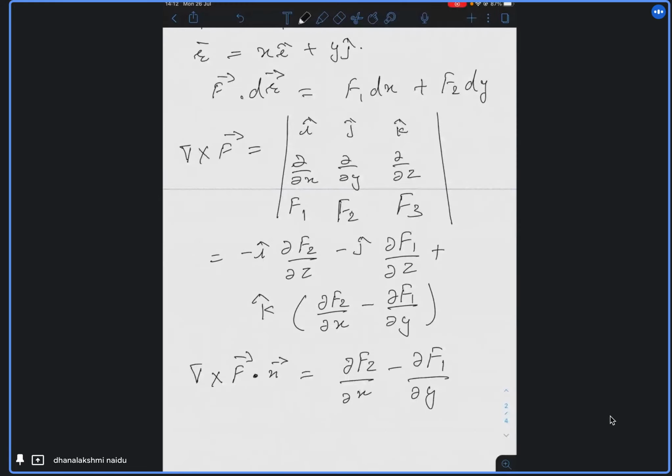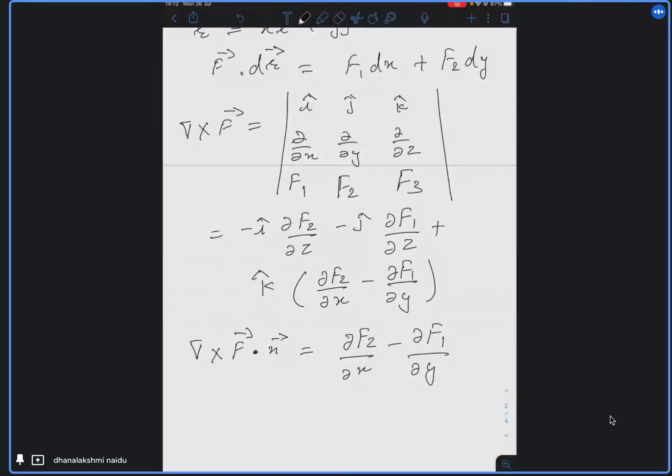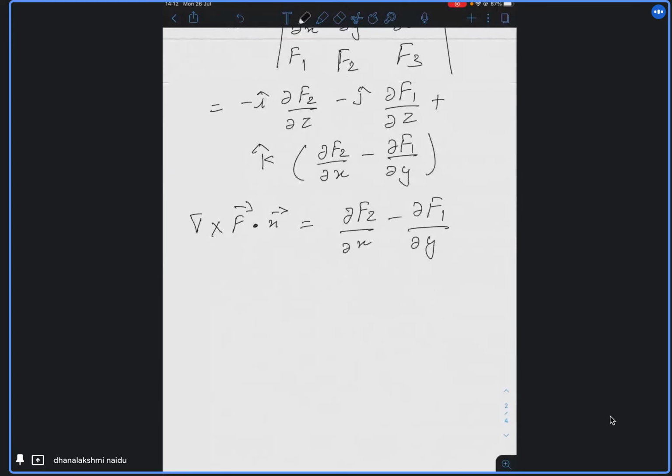We are calculating the value of del cross F bar dot n bar. N bar is K cap itself. So when you take the dot product, you will get dou F2 by dou X minus dou F1 by dou Y. And in the xy plane, ds will be equal to dx dy, as all of you know.